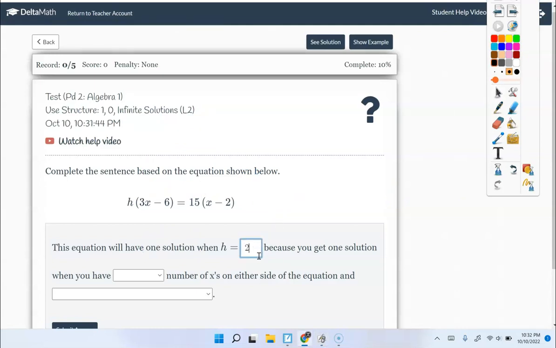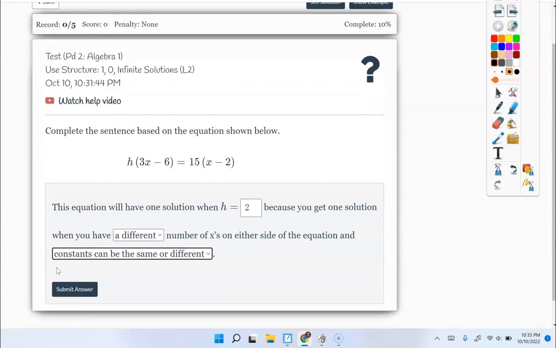I can pick any number I want as long as it's not a 5, because a 5 times 3 would be 15. You will get that one solution when you have a different number of x's on either side and the constants can be the same or different. It doesn't matter.